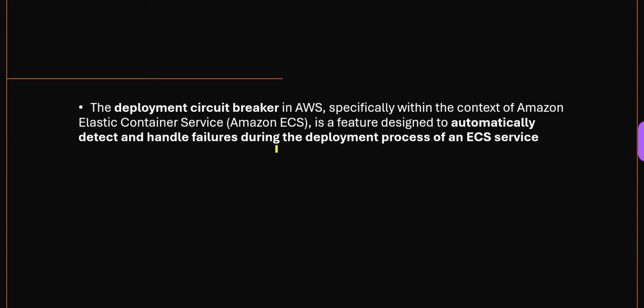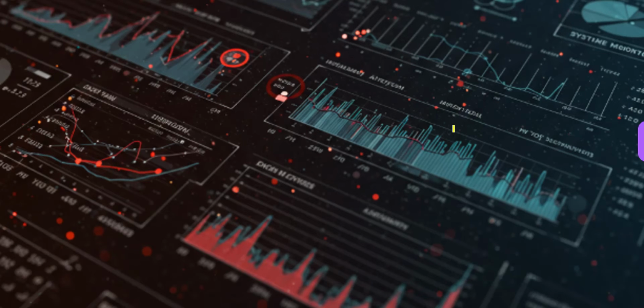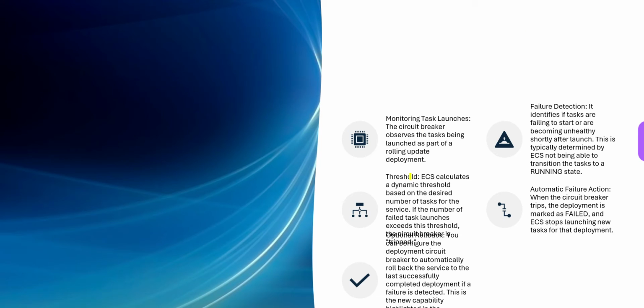ECS has a deployment circuit breaker feature which automatically detects and handles failures during deployment process of an ECS service. So this is a very important feature because based on the detection, you can take different sort of actions. What sort of actions? How it works, the circuit breaker has a feature for monitoring task launches and then it checks for the threshold values. If the threshold gets breached, it raises an alert and then there is a failure detection feature and after that there is an action.